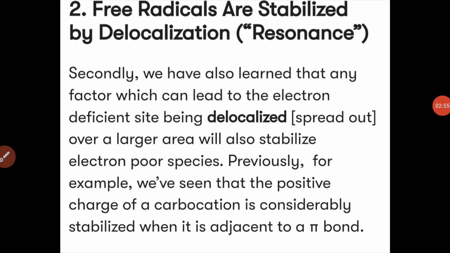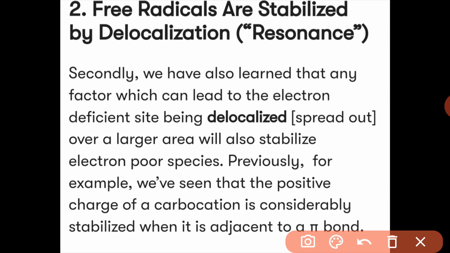The second factor is delocalization or resonance. Free radicals are stabilized by the delocalization factor. Whenever there is resonance in the structure, that is, any delocalization of electron density, then definitely it is going to stabilize the free radical.